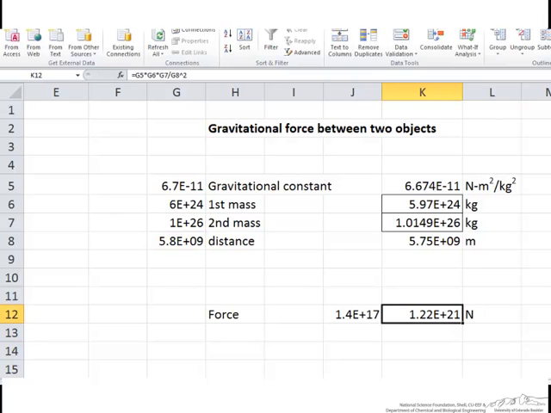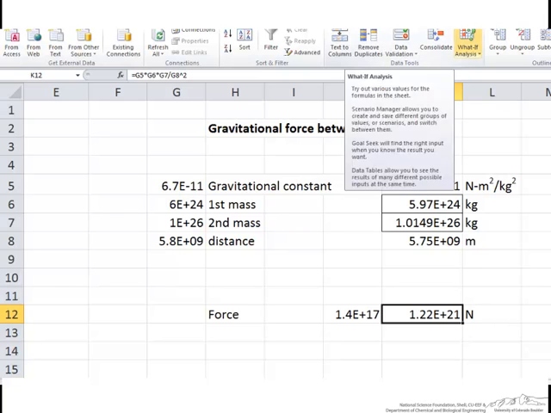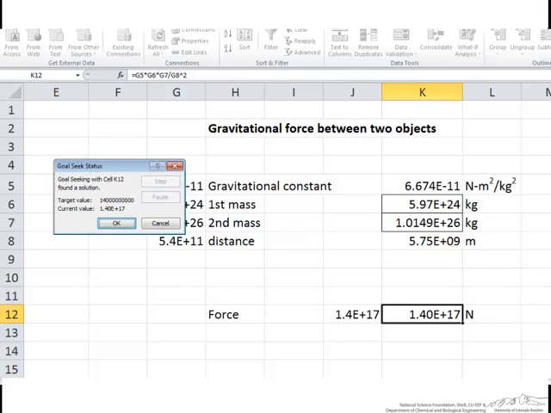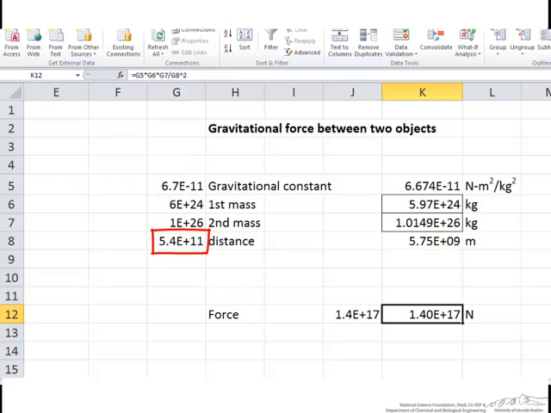And notice again, we get that same value from the force that we had before, but what we really want is to have a force of 1.4 times 10 to the 17th. So now let's go back to GoalSeek, and we're going to set this cell equal to the value of 1.4 times 10 to the 17th by changing this distance here. And now when we click OK, we actually have the correct number, 5.4 times 10 to the 11th meters.